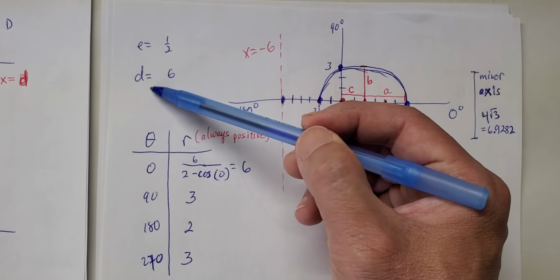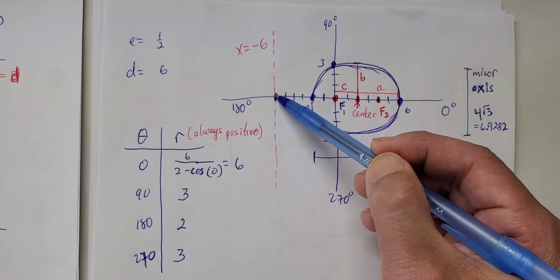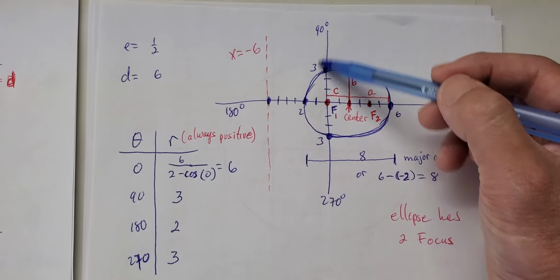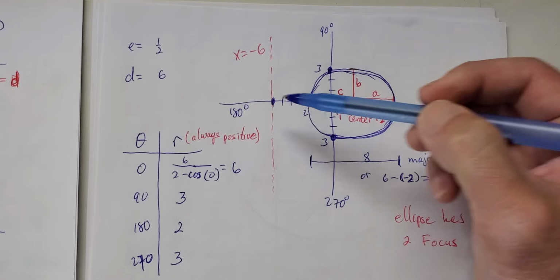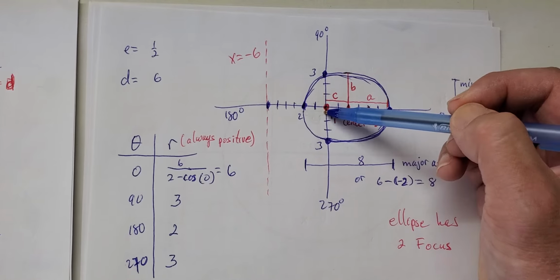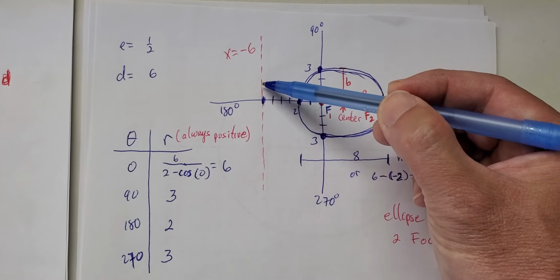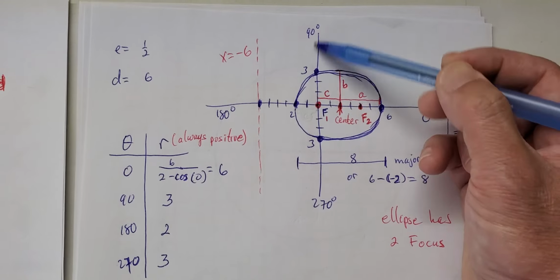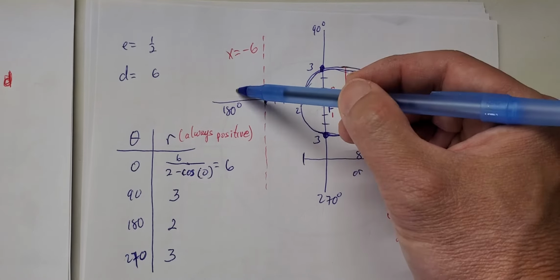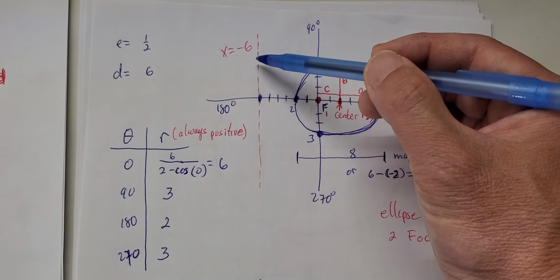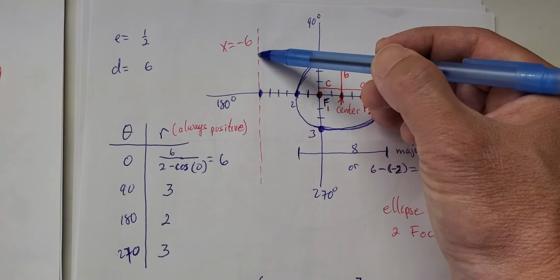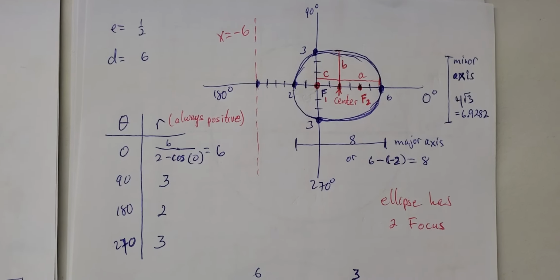Okay, this d right here means the distance from the directrix to the pole. Here's the pole right here. Here's the axis right here. From here to this axis right here, it is 6 units. So again, d is the distance from the directrix to the pole. And since it is facing to the right, your directrix has to be on the left side. So from here to here is the distance from the directrix to the pole, and since the directrix is on the left, it has to be -6. Okay, all right.